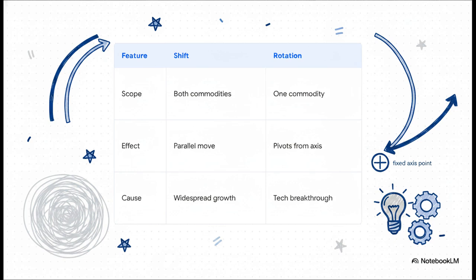A shift impacts both commodities, creating a parallel movement of the entire curve. This is usually caused by something huge, like widespread economic growth or a massive natural disaster. A rotation, however, impacts only one commodity. It pivots outward or inward from a fixed access point, and that's usually driven by a sector-specific technological breakthrough. Let's visualize what this actually looks like.